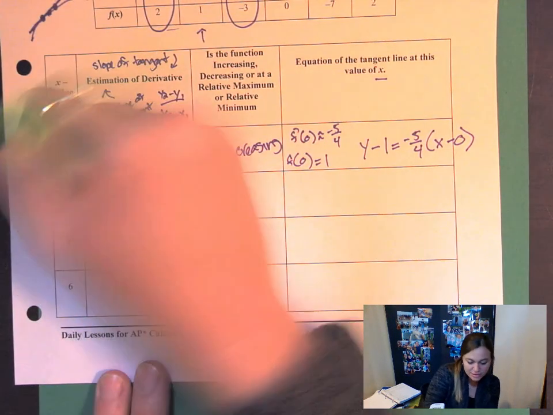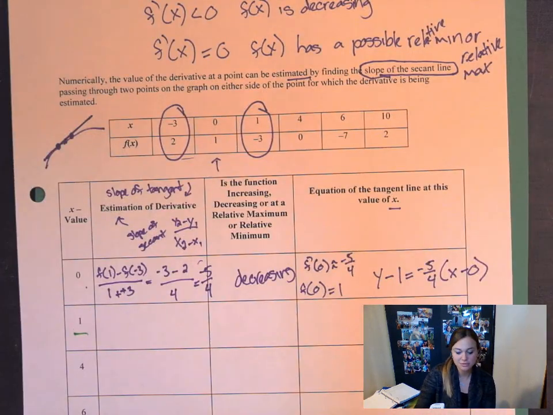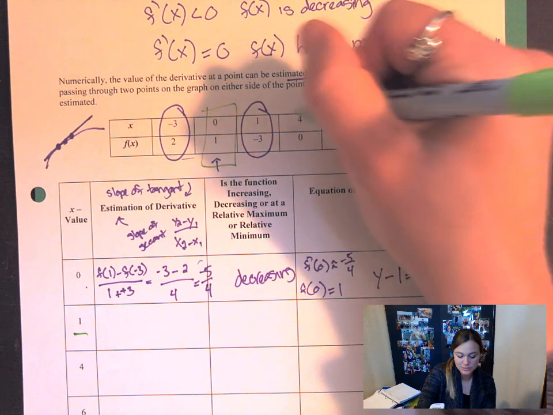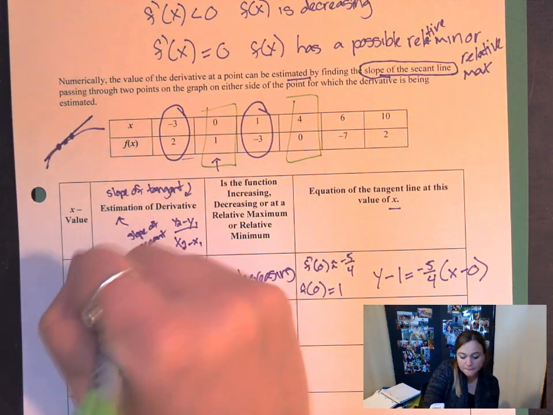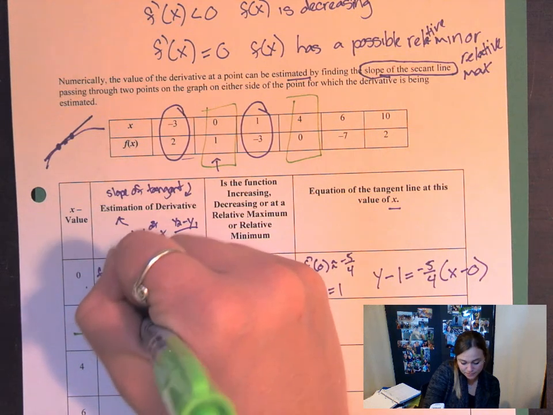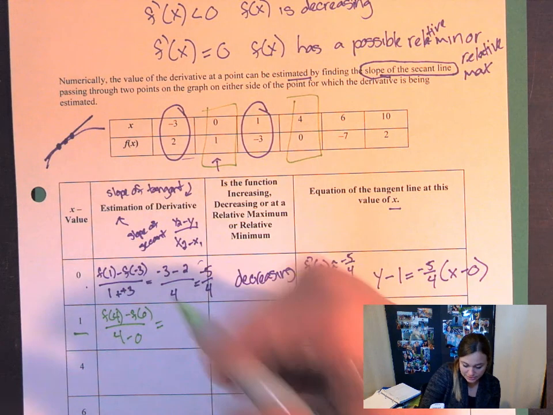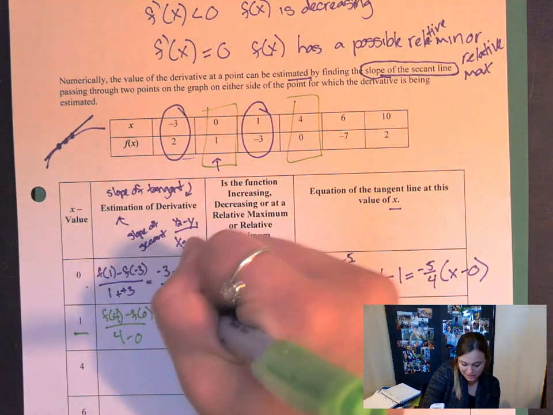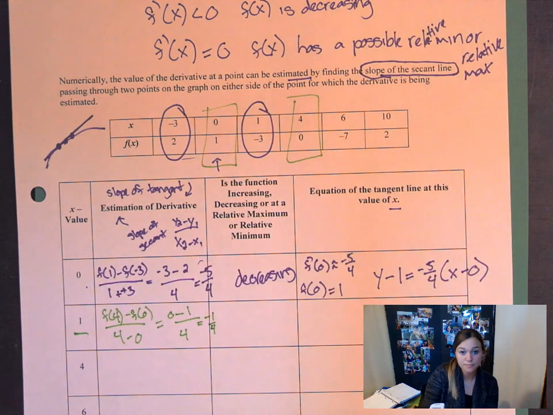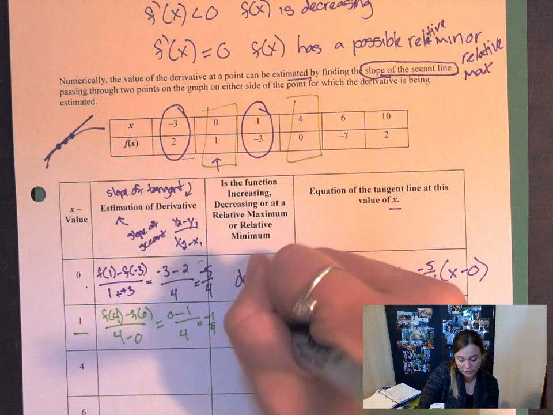So for 1, you want to estimate which 2 points are you going to choose? I chose this one and this one. So I'm going to say f of 4 minus f of 0 over 4 minus 0. F of 4 is 0. F of 0 is 1. And I get negative 1/4. Negative 1/4. Negative slope means the function is decreasing.